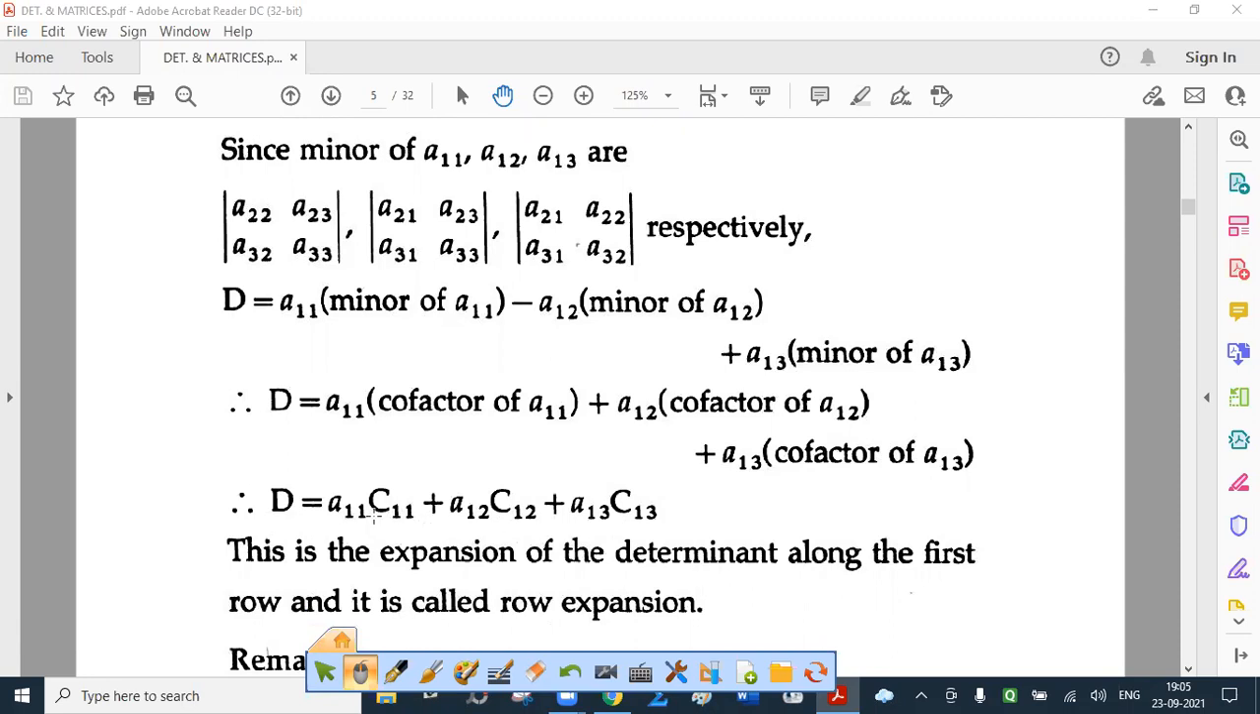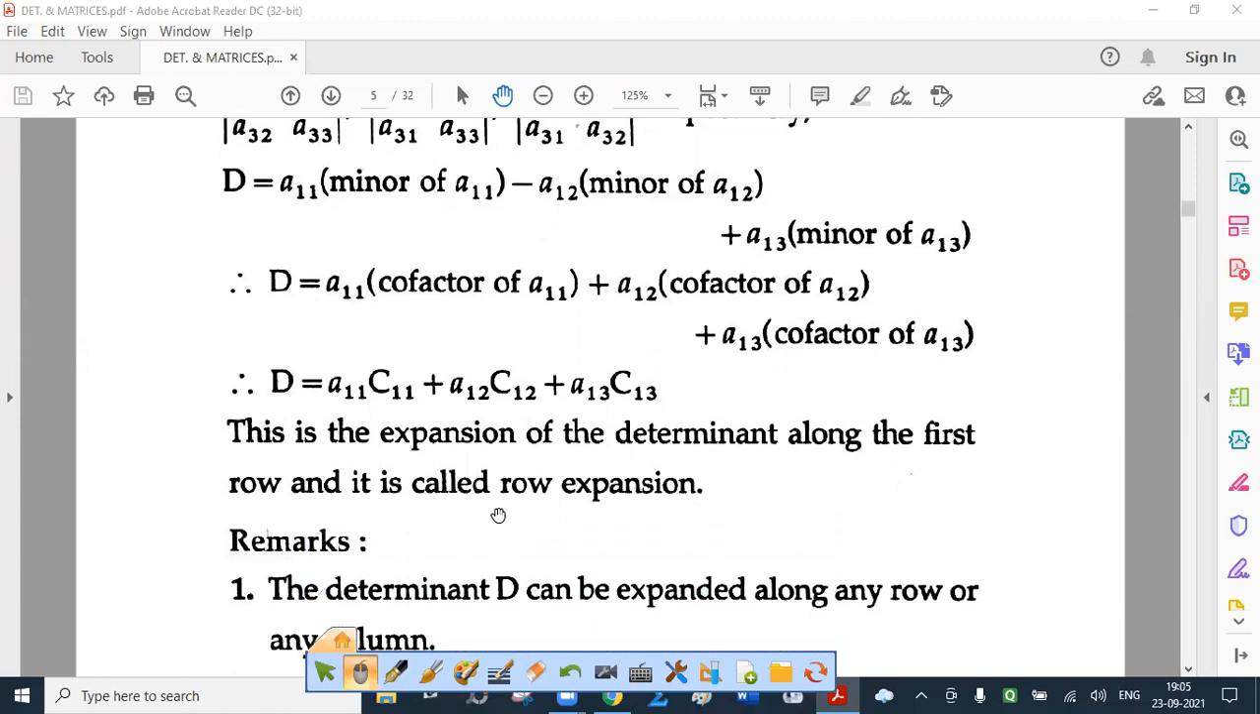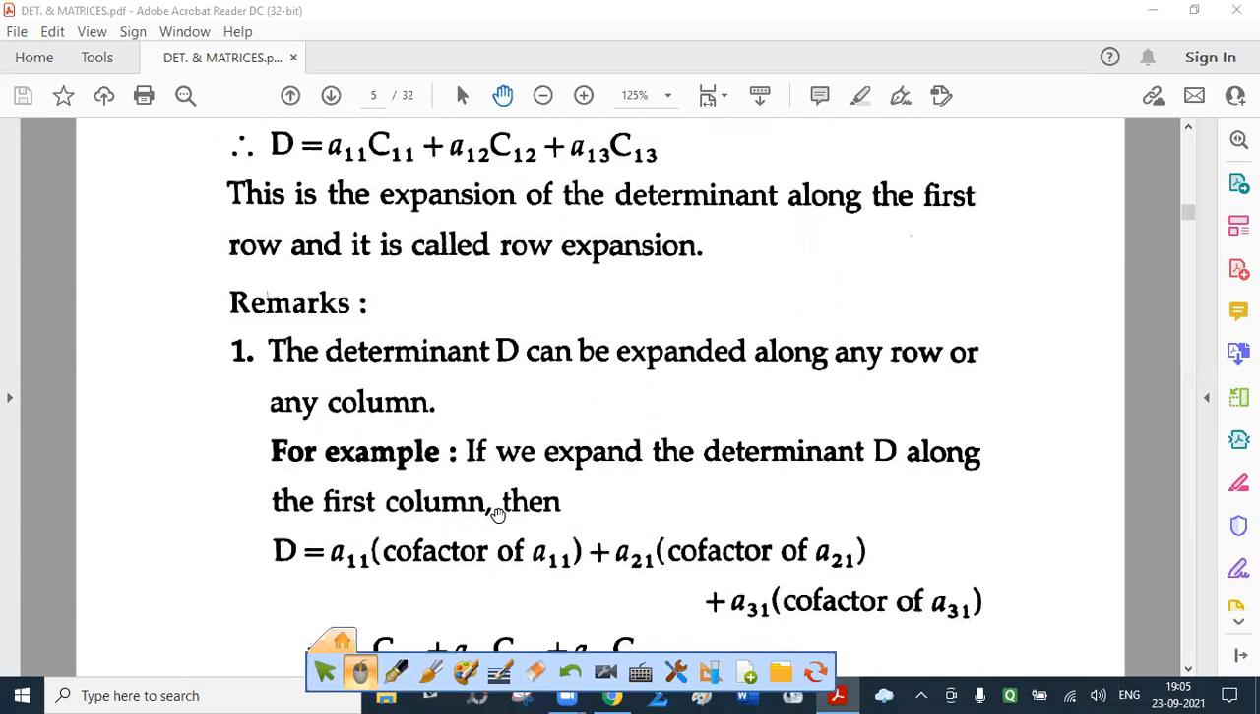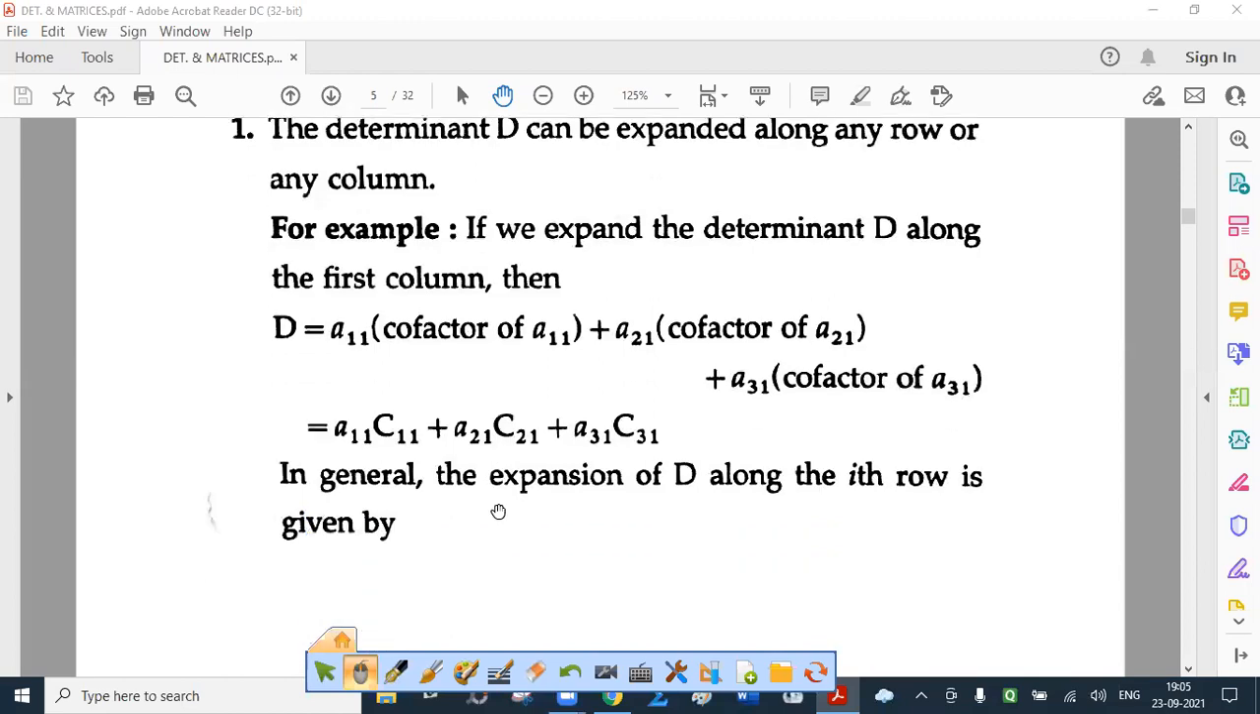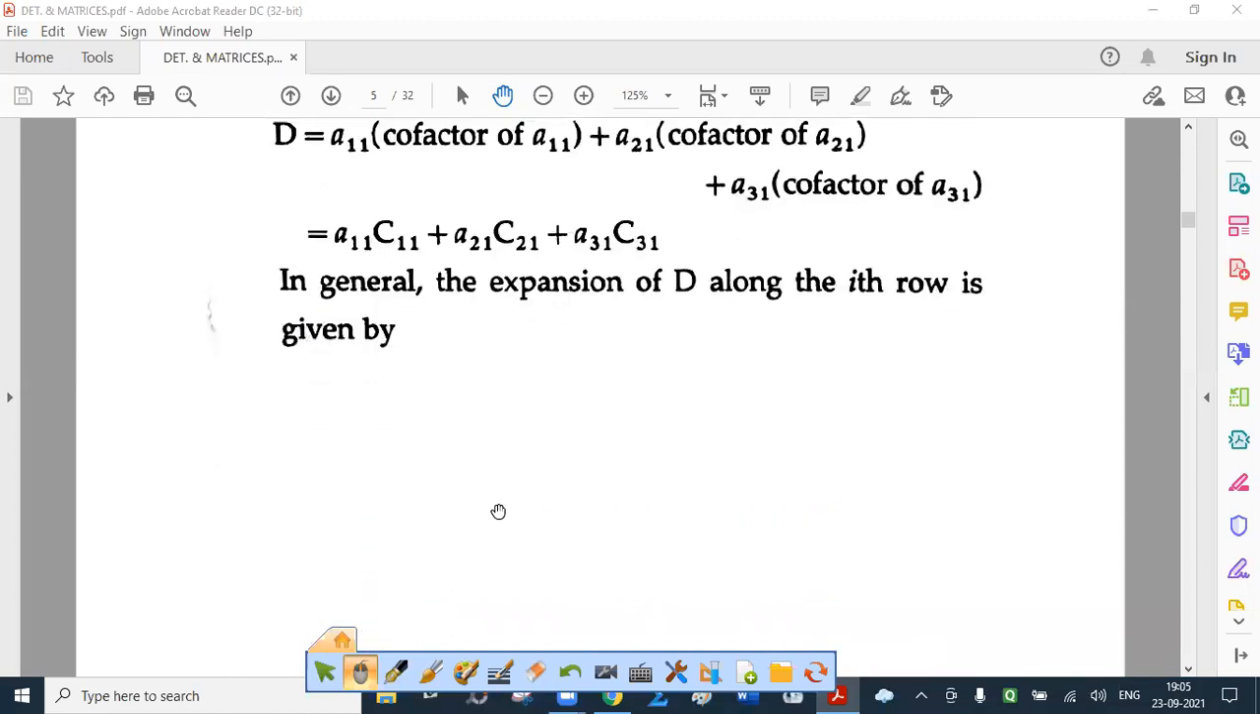How to put this in words? The value of a determinant is obtained by multiplying elements in any row. It is true that these are elements in the first row, but elements in any row are multiplied by their cofactors, and then these products are added. You can read this afterwards. So this is about minors and cofactors.